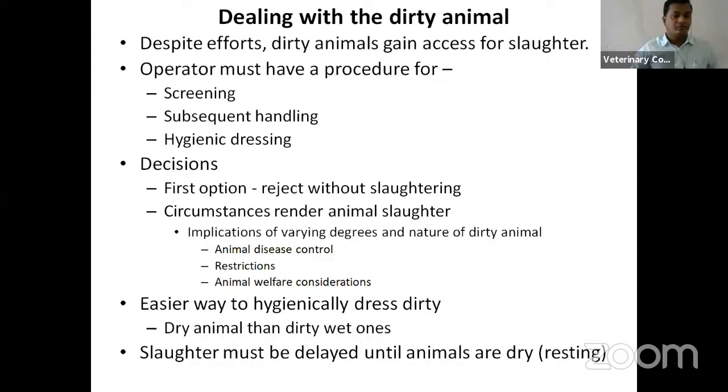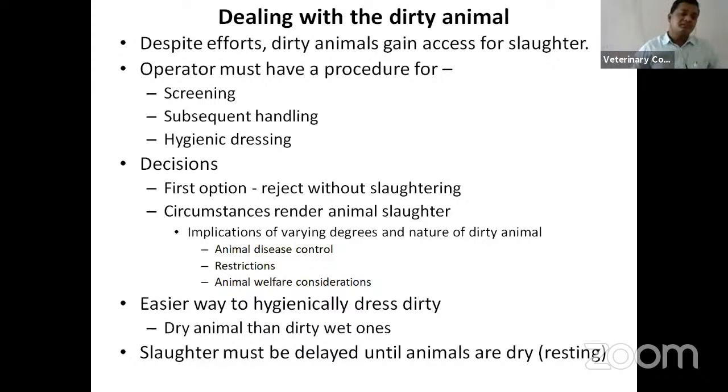Okay, the points number 2 and 3 are related. But whatever may be the case, whenever a dirty animal appears in the line, what needs to be done? First, it needs to be screened out. And second thing is, in case it is permitted to be slaughtered, it should be handled accordingly. Then what are the decisions that are left with the official veterinarian in the slaughterhouse? The first and the best option, whenever a dirty animal comes for slaughter, is to reject that animal, don't allow it to be slaughtered.